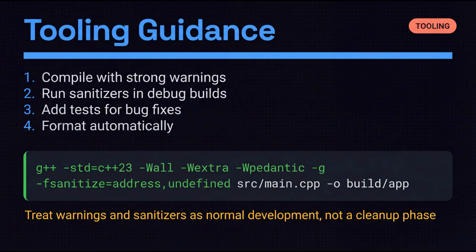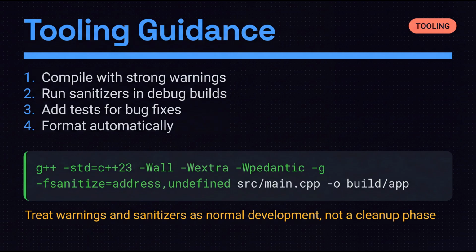Four tooling practices. First, compile with strong warnings. -Wall, -Wextra, and -Wpedantic catch many bugs before they reach production. Second, run sanitizers in debug builds. AddressSanitizer and UndefinedBehaviorSanitizer catch memory errors and undefined behavior at runtime. Third, add tests for bug fixes. Every bug you fix is a test you didn't have. Write the test first, then fix the bug.